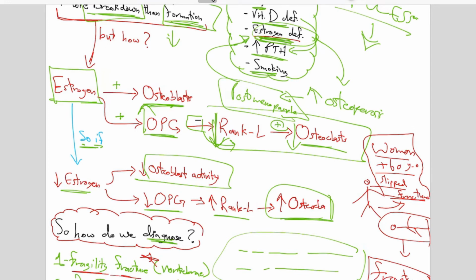What else? DEXA T-score. Now, DEXA T-score, honestly, is something that you shouldn't go into details about, but simply when there's a value less than negative 2.5 on a DEXA T-score, then that is also diagnostic of osteoporosis.